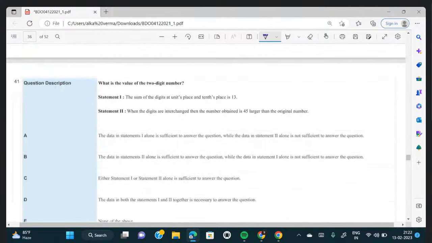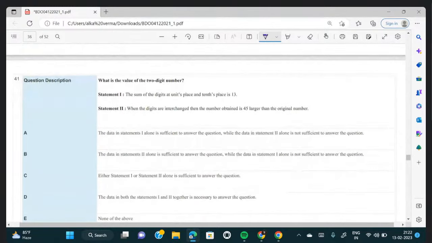Question number 41. This is basically a math problem, but it also comes under reasoning. Let us see. Statement 1 is given. This is a type of data sufficiency. Statement 1 is given, statement 2 is given. Using which statement can you find the answer: whether statement 1 is enough, statement 2 is enough, or both are required, or none of them, meaning even after combining both statements we are not getting the answer.